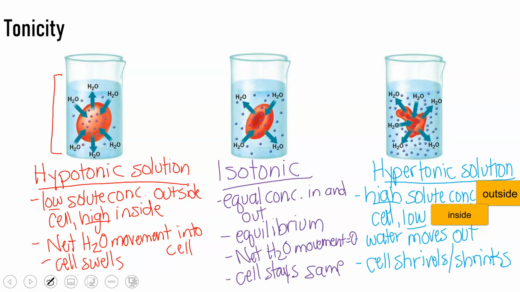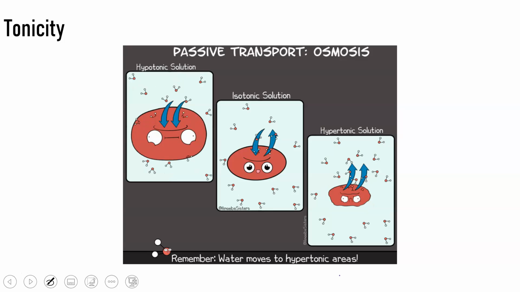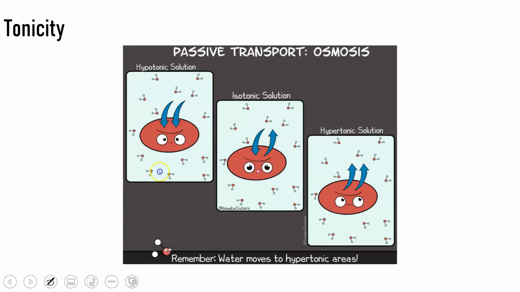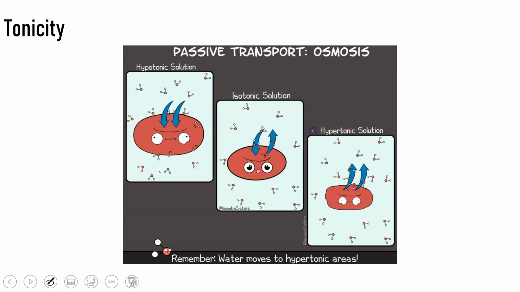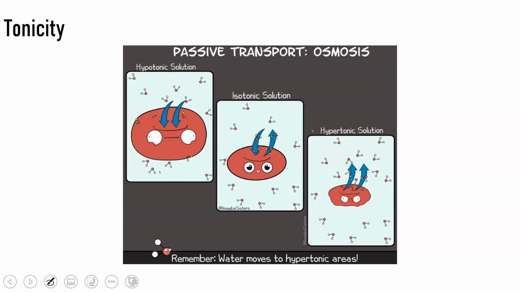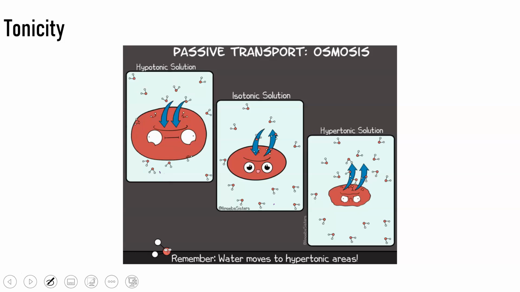What does this look like? Here's a brief animation. You can see in our hypotonic solution, the water is moving into the cell, and the cell swells up. In our hypertonic solution, the water is leaving the cell, okay, and the cell shrinks. And in isotonic, they're moving in and out at equal rates.